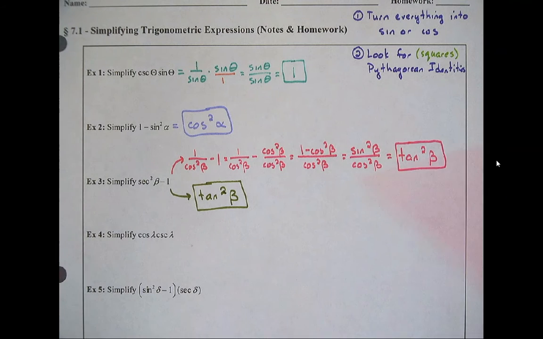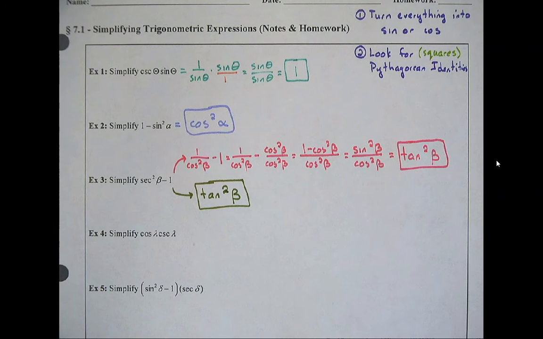All right, let's try cosine lambda, cosecant lambda. I'm going to encourage you to pause here. Try to do this one on your own.